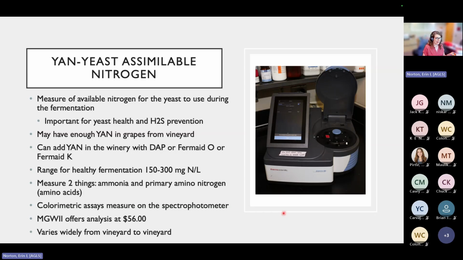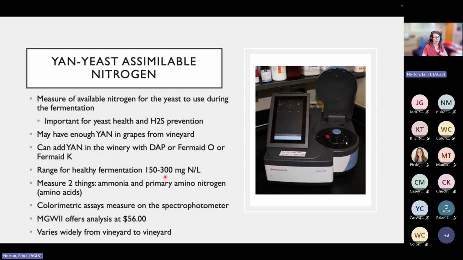You can add YAN in the winery. You can use DAP or Fermaid O or Fermaid K. Randall Vos and our group are doing a lot of research on this right now, so stay tuned to some of those results. A range for a healthy fermentation is approximately 150 to 300 milligrams of nitrogen per liter.